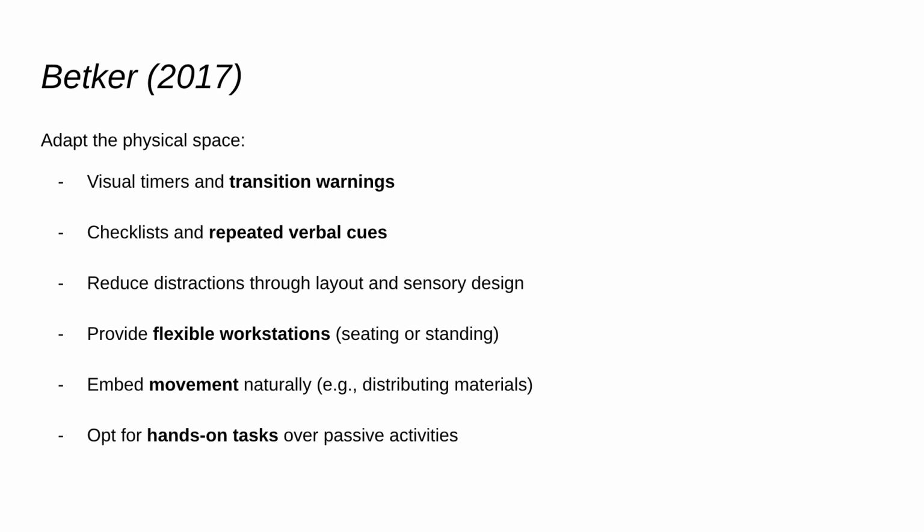Betker said that you need to adapt the physical space. So, for example, you could use visual timers and transition warnings, use checklists and repeated verbal cues, reduce distractions through layout and sensory design, and provide flexible workstations, seating or standing. This is really good in the art classroom because usually the spaces are flexible anyway. So there is that movement from standing, walking over to a demonstration and coming back that's kind of built in.